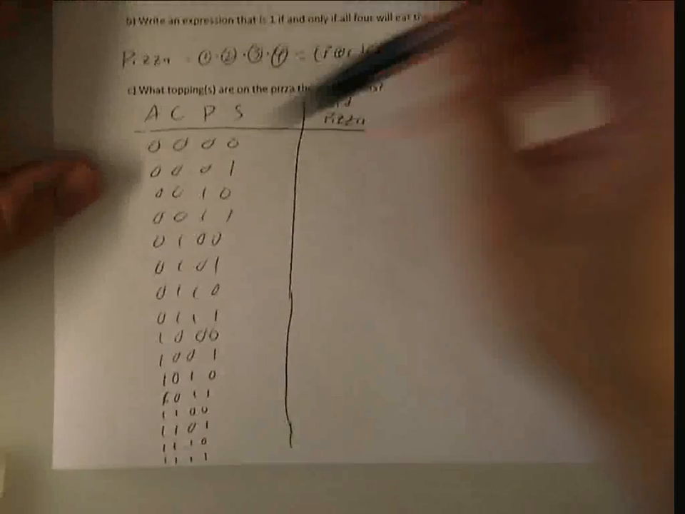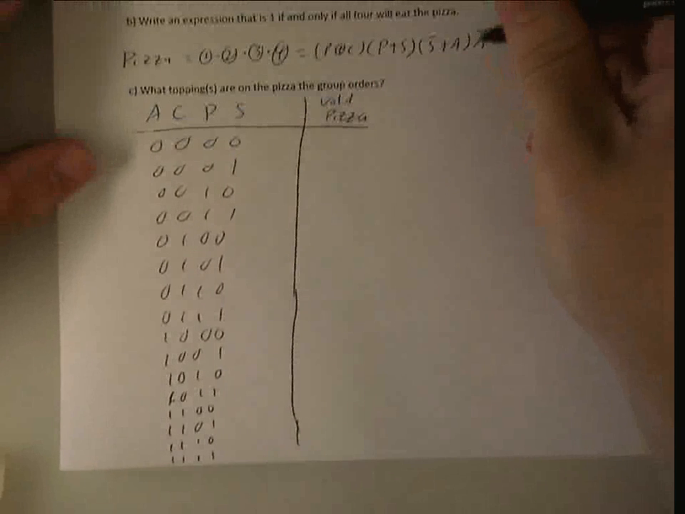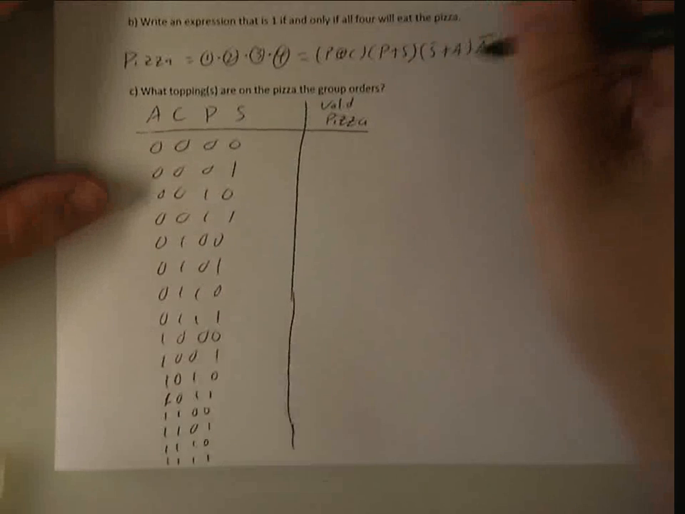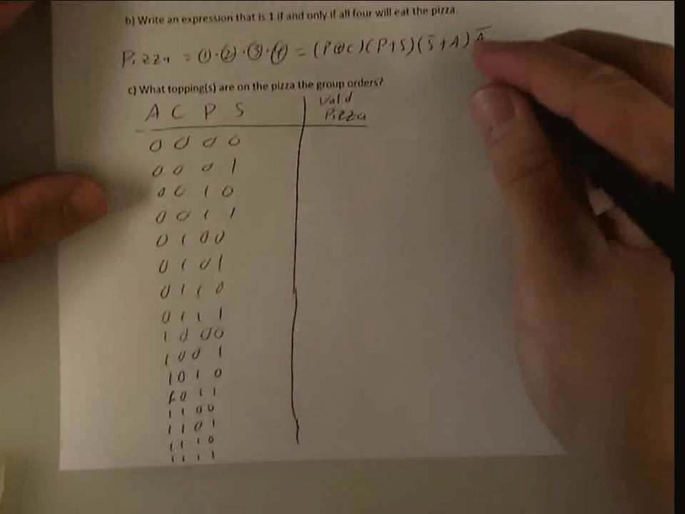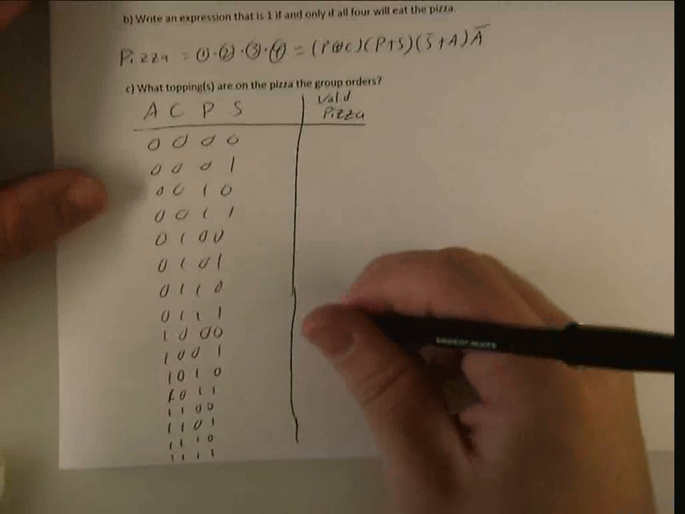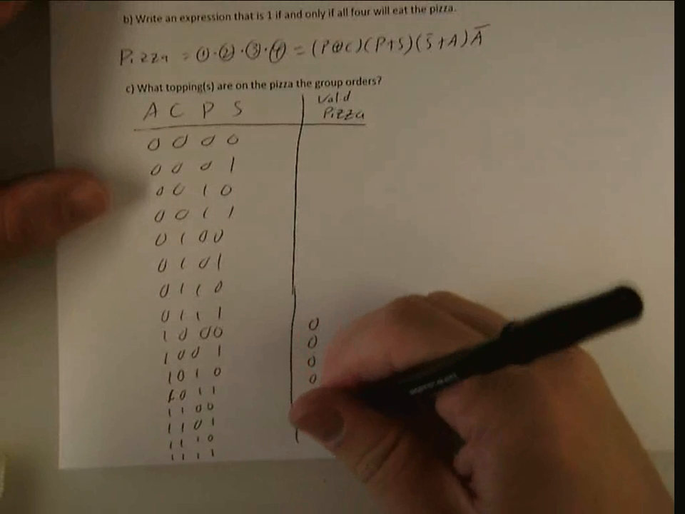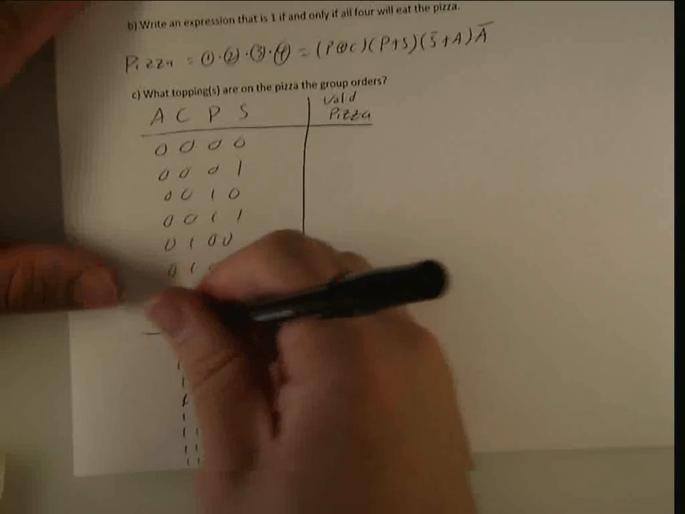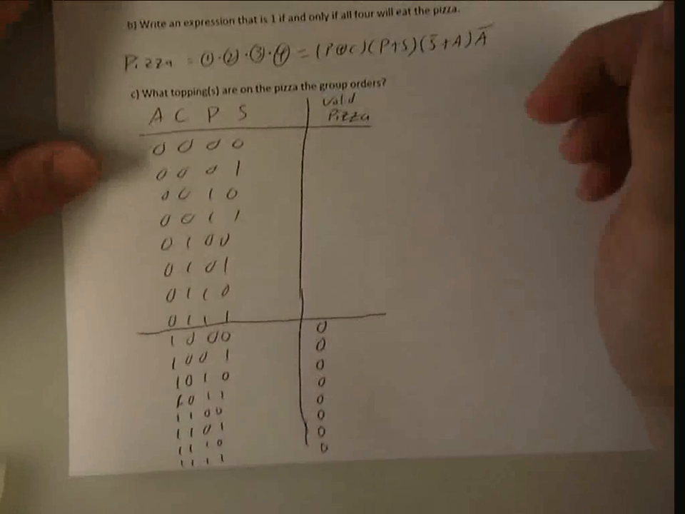So now we just basically need to evaluate this expression for each of these terms. So I immediately know, since this A bar is out here, that anytime there's anchovies on the pizza, all these are going to be 0, because 1 complemented is 0, and 0 ANDed with anything else is 0. So all of these are 0. I'm going to put a line across this so we can see where those bottom 8 are. And now we're looking at the top 8.